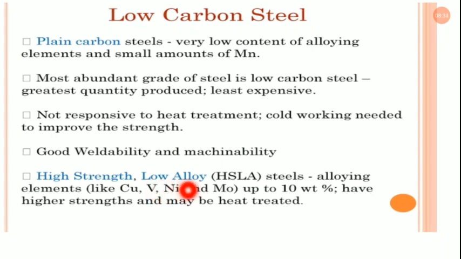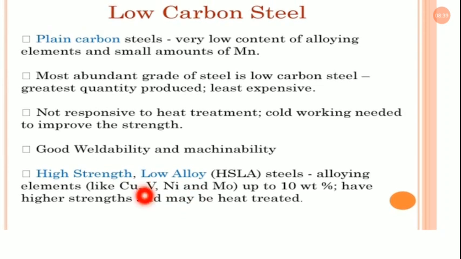Now HSLA steels have high strength and low alloy content. Alloying elements like copper, vanadium, nickel and molybdenum, up to 10 weight%, give high strength, and these steels may be heat treated.